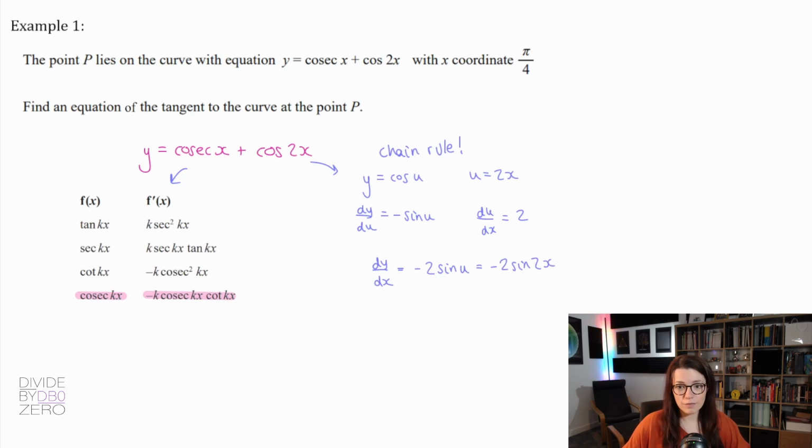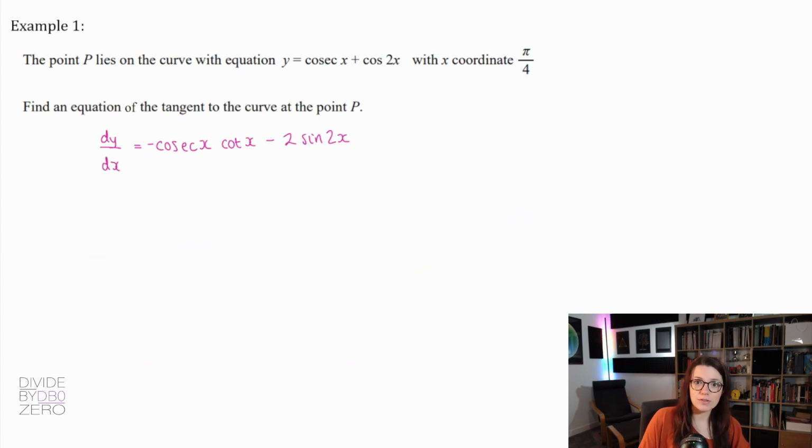Putting that all together for the main dy/dx then would be dy/dx equals minus cosec x cot x minus 2 sine 2x. Now in this scenario, k is just equal to 1. That's why I didn't write anything in the derivative there for k. So now we've differentiated, and that's our derivative. We can go ahead and look at the question again.